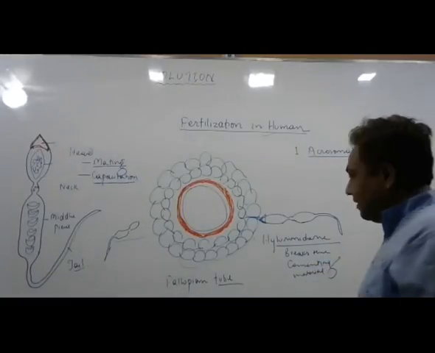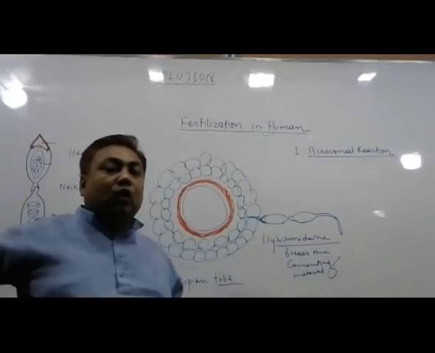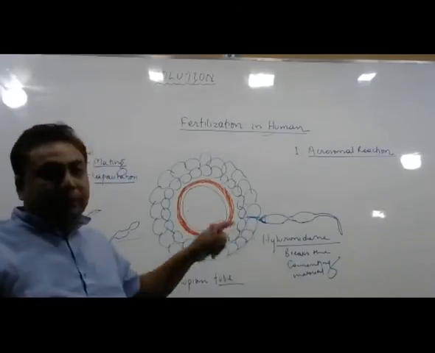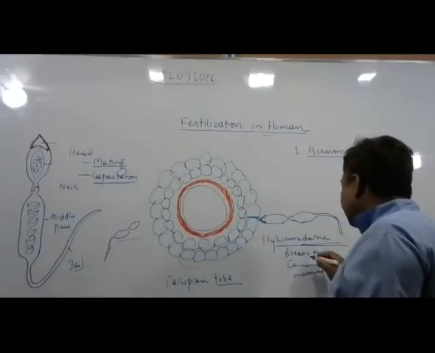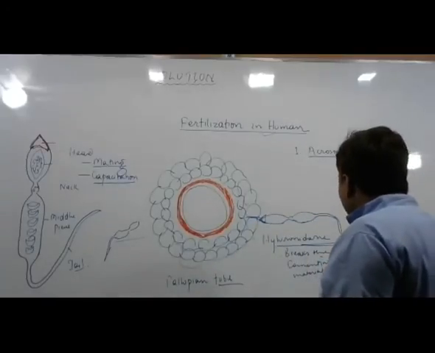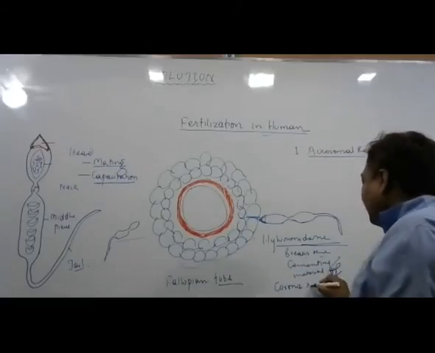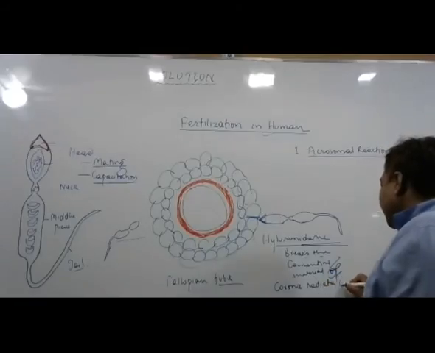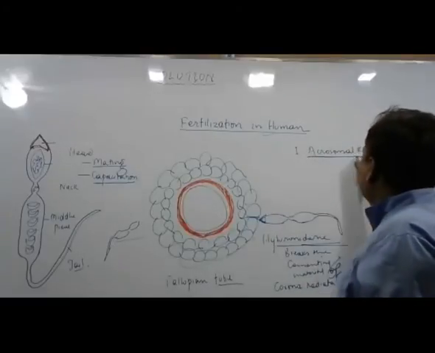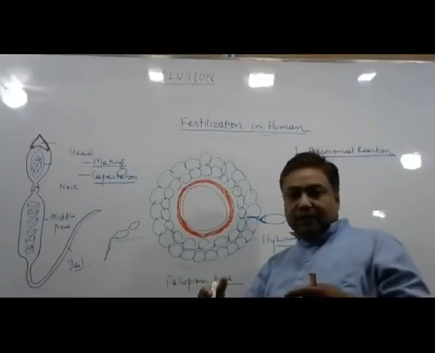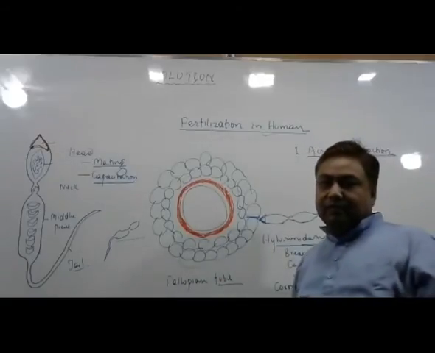And it makes a passage towards what? Towards the zona pellucida. Hyaluronidase breaks the cementing material of the corona radiata cells. So the first stage of fertilization is the acrosomal reaction.